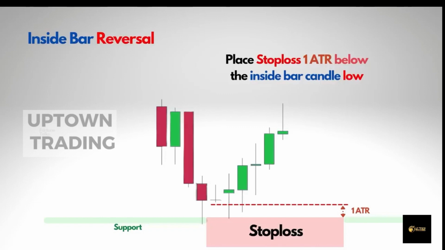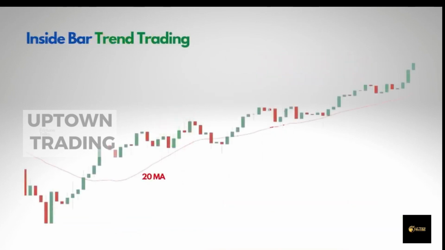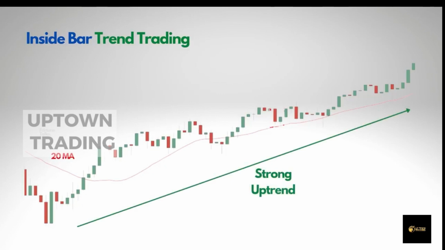Now I will talk about setting the targets at the end of this video after we have discussed the next strategy. The third strategy is catching the trend. Previously, you have learned how the inside bar allows you to catch reversals in the market. Now you will learn how to use it to identify trend trading opportunities. Now here's the main idea behind it. Let us reference with the use of a 20 moving average.